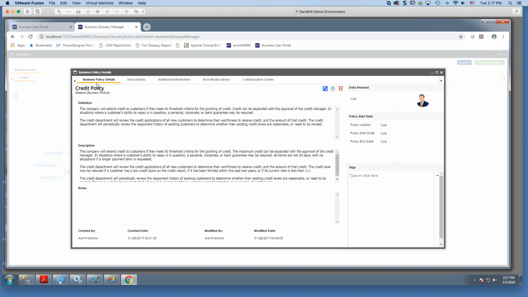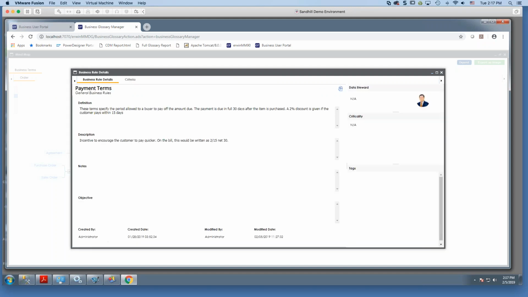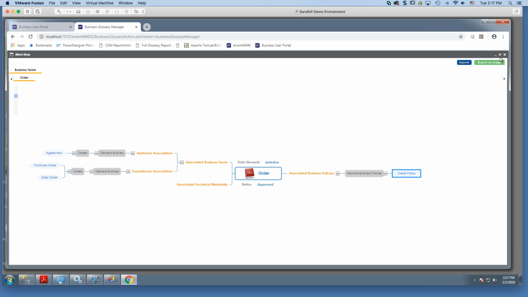And then I can also look around and say, well, are there any other associations that might be related to this? And I can see that this is related to something called payment terms. Okay, what's payment terms? So the idea here is that I can now click around here, go to different things, and understand how the relationships between things actually happen.